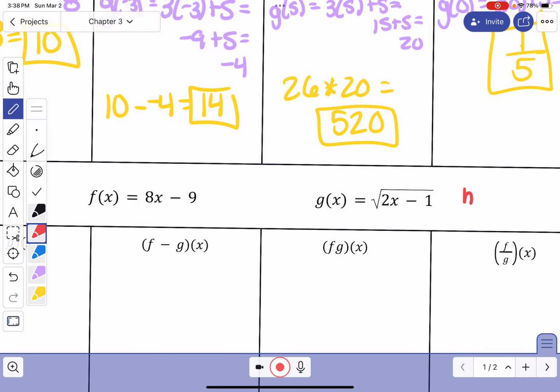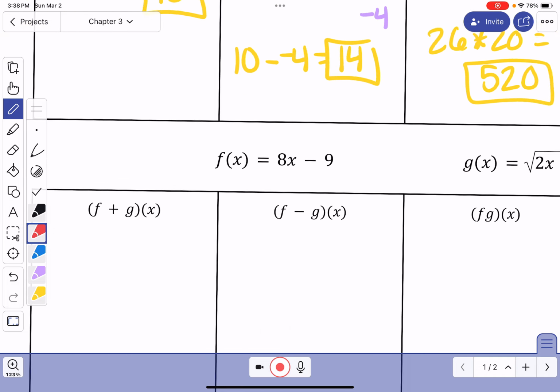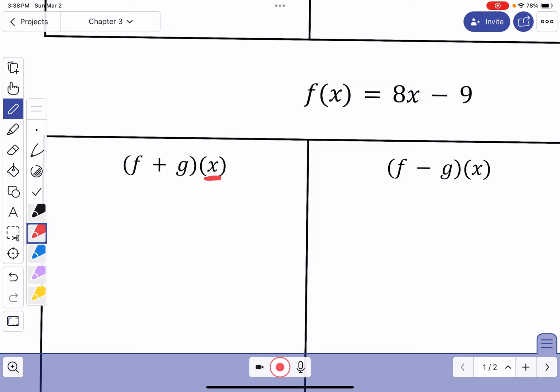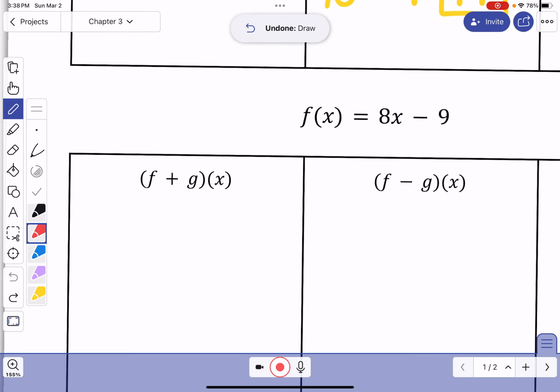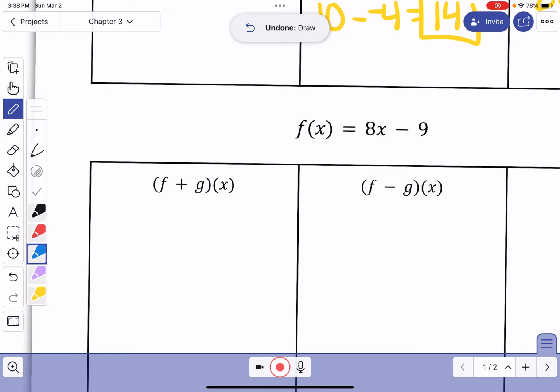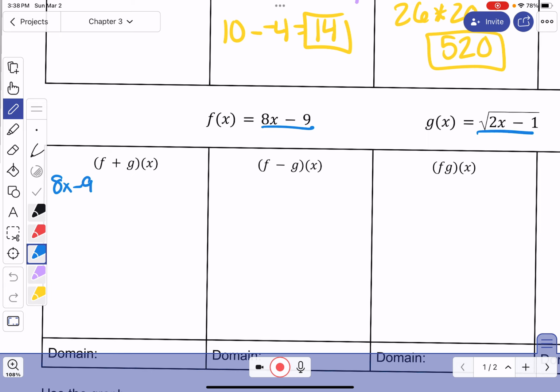Now we're going to scroll down. I'm going to add one here too. And we're going to do the same thing, except here we're not getting a number. We're just being given x. All that means is you plug the whole function in. So we're going to take all of f of x and add it to all of g of x. So f of x is 8x minus 9, and g of x is the square root of 2x minus 1, and then we add those together. Now for this, there's no like terms. There's nothing to combine, so we'd stop there.